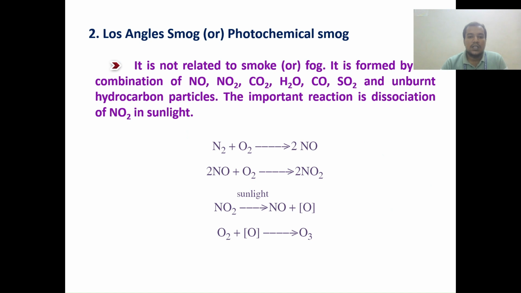And Los Angeles smog is related to smoke or fog. It is formed by the combination of nitrogen monoxide, nitrogen dioxide, carbon dioxide, water molecules, carbon monoxide, sulfur dioxide, and unburned hydrocarbon particles. The unburned hydrocarbon particles mean the emitted petroleum products. The important reaction, or dissociation, of nitrogen dioxide is given below. The nitrogen dioxide reacts with sunlight, so oxygen atoms are liberated from the nitrogen dioxide, and nitrogen monoxide is formed. So this is the Los Angeles smog.